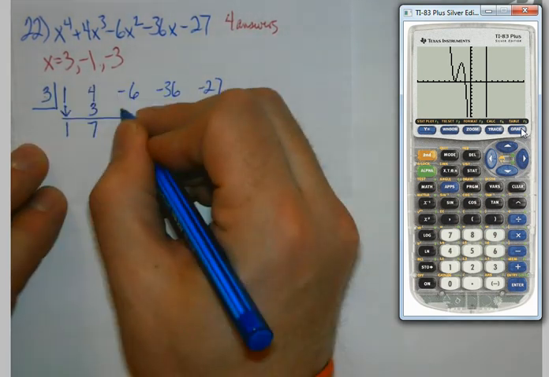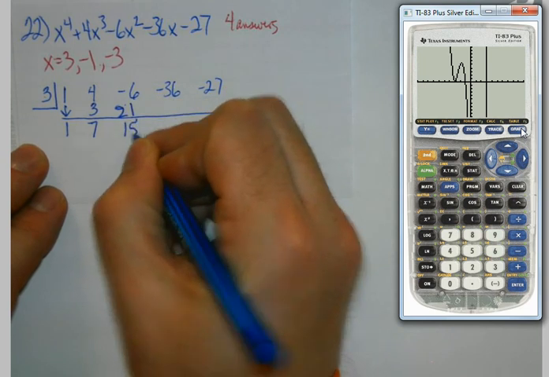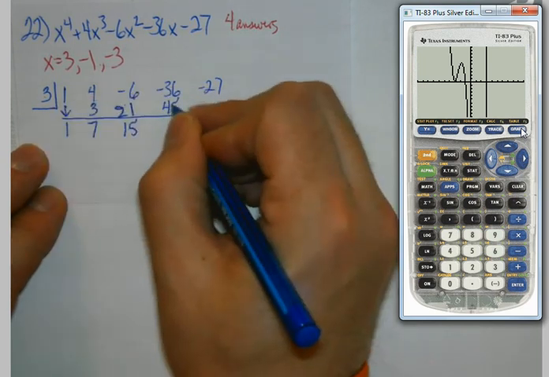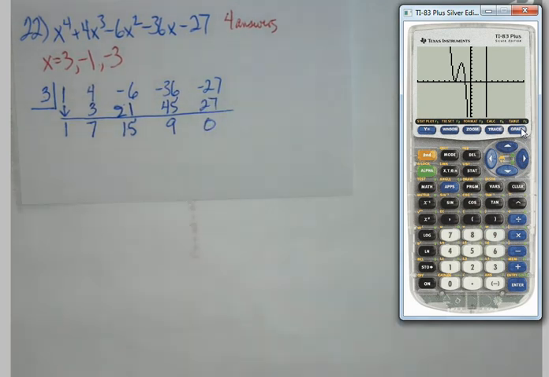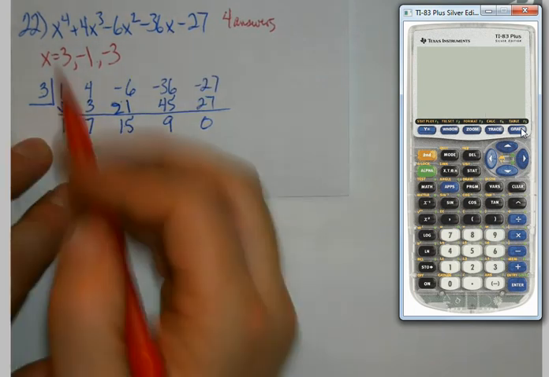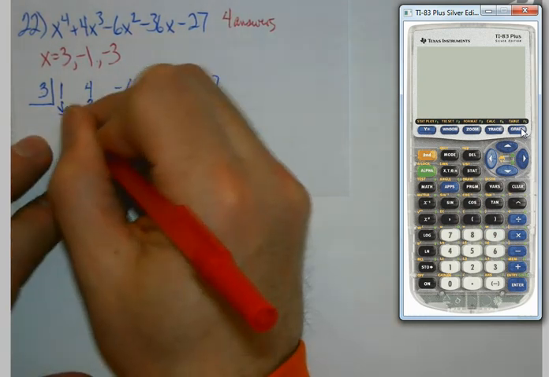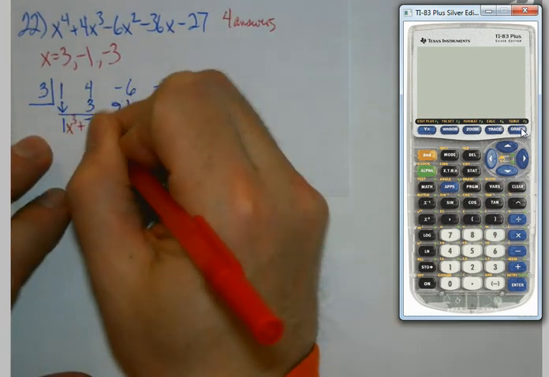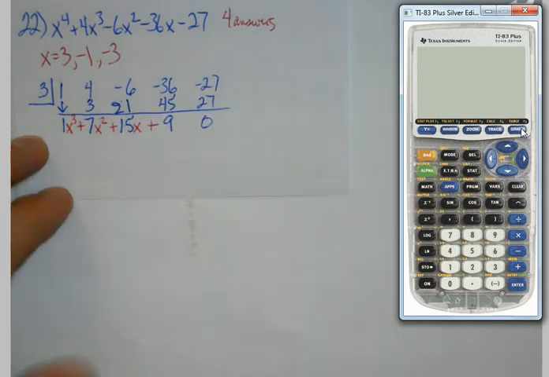So pull it down, oops, that's positive 21. Add them down, 45. Add them down. And again, if I've done it right, I'll get a remainder of 0 because it's a clean factor. And then I'm like, oh yeah, I started with x to the 4th, so I'm going to start one below that. So x to the 3rd and x squared and x and 9.